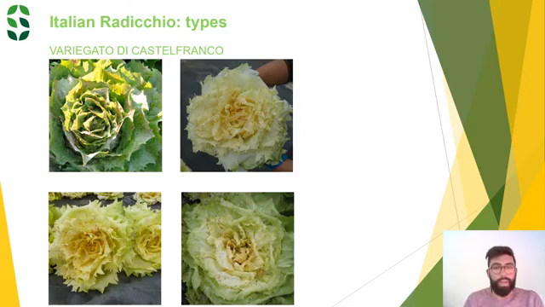Variegato di Castelfranco is one of the nicest types. The base color is creamy yellow with brush stroke red dots. You can see from this picture how we present, how we sell it in Italy.